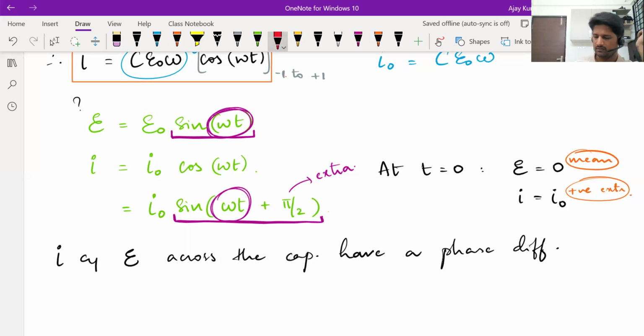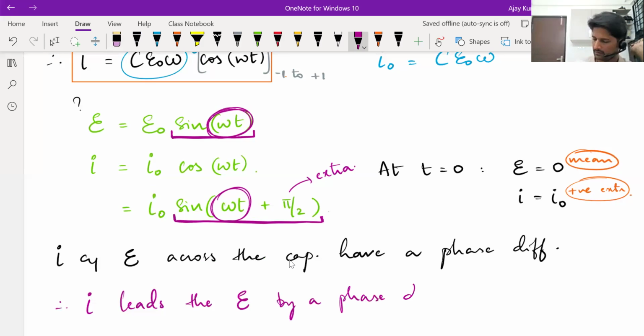I don't know if you remember this or not. Whatever we write inside the sine or cos bracket, that itself is called the phase. So phase of the EMF function is omega t, whereas phase of the current function is omega t plus pi by 2. So current function has a phase of pi by 2 extra. Therefore, we say that current that flows through the capacitor leads the voltage we apply across it by a phase difference of pi by 2.